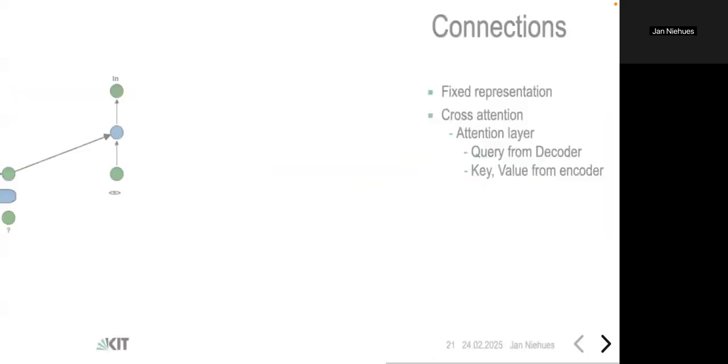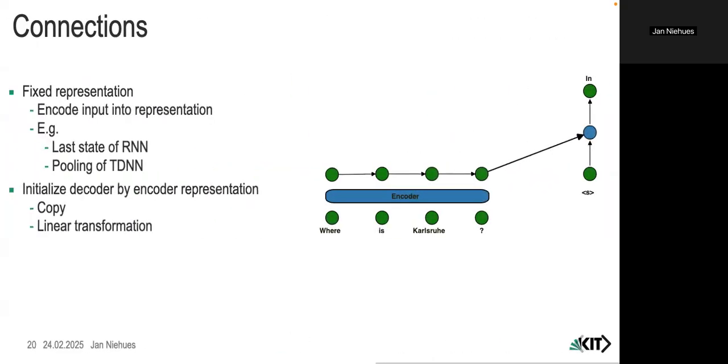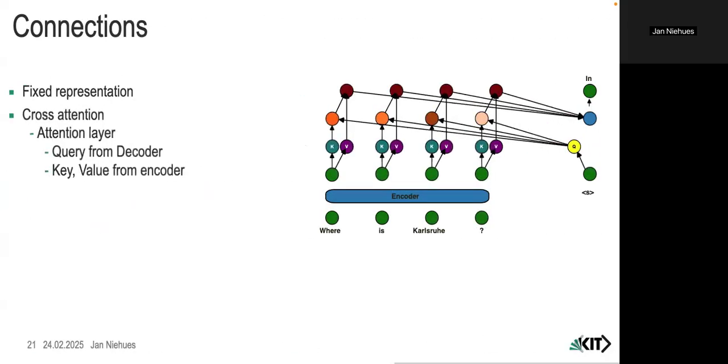Before, always the same information is passed from the encoder to the decoder. It's passed once, and it doesn't matter how long your sequence is. You will always only get all the information passed once. If you do cross attention, at every time step you do a cross attention, so at every time step you get other information from the encoder and can use it.